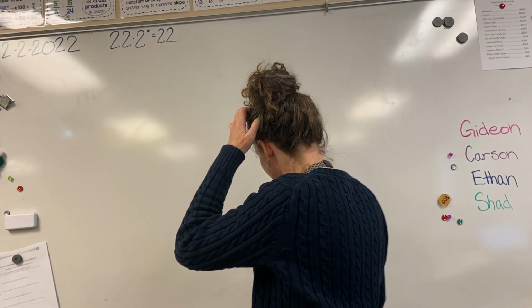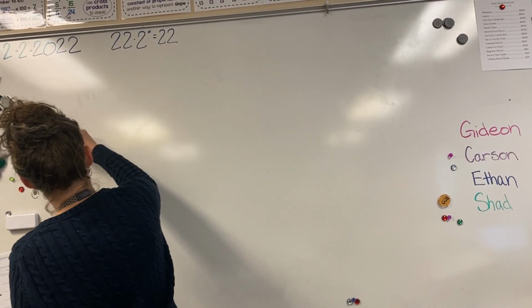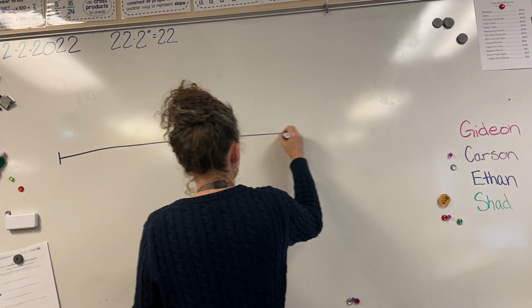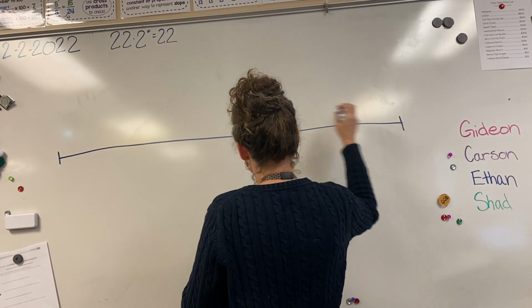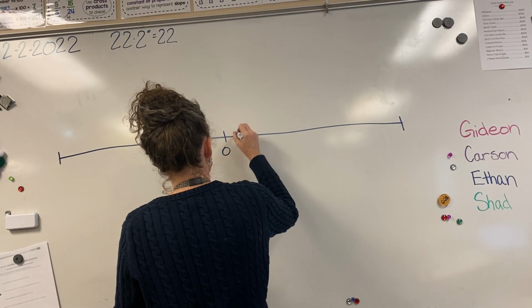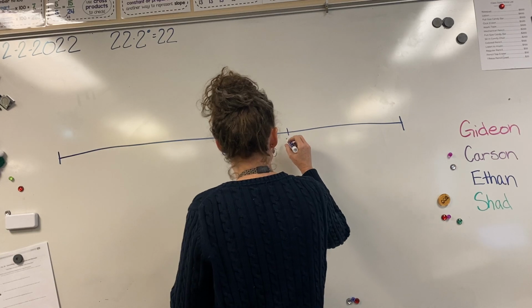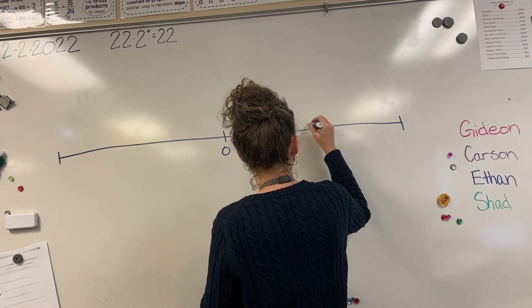So math was negative. So I'm going to have a big number line here. Okay, and we're just going to use the numbers 0 to 10 for simplicity. I think your assignment goes up to 20 though, but the principles are the same.